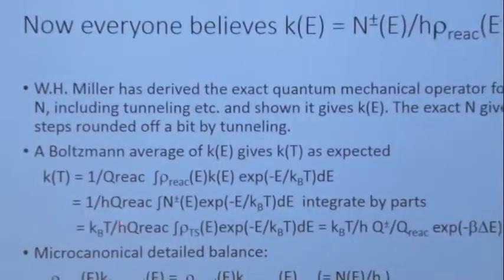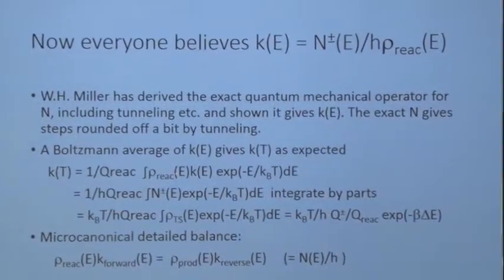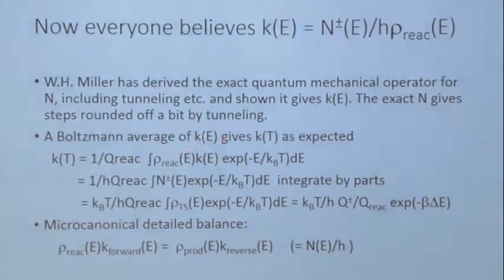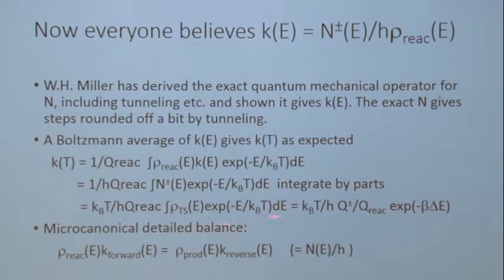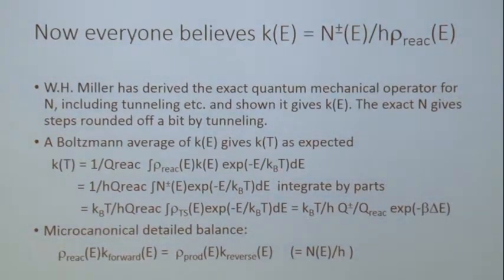And actually after this, then Miller did the theoretical work to show that the real Schrodinger equation gives this exact K of E formula, and the real quantum mechanical operator for what N of E should be, which has kinks in it, just like this. So everybody believes it now. If you do a Boltzmann average of the K of E, you get exactly the same K of T that we did before. Here's the derivation.